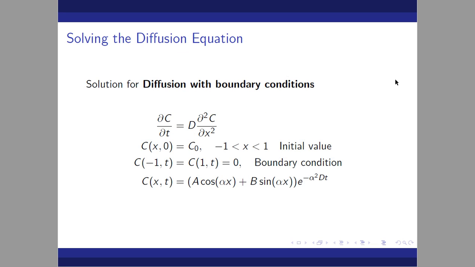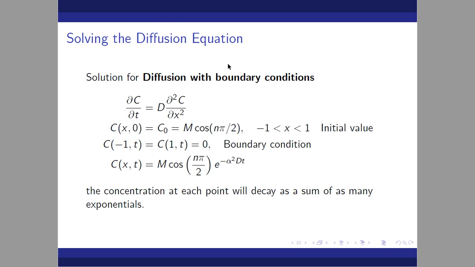Okay, solution for diffusion with a boundary condition again. So this one again is our Fourier method. Using this diffusion equation, initial value and boundary condition, we are going to have this solution. Okay, so we can plot the solution. And again, this one, diffusion with boundary condition, initial value, boundary condition from our Fourier method again. So we are going to have this equation. Okay, so the concentration at each point will decay as the sum of many exponentials.